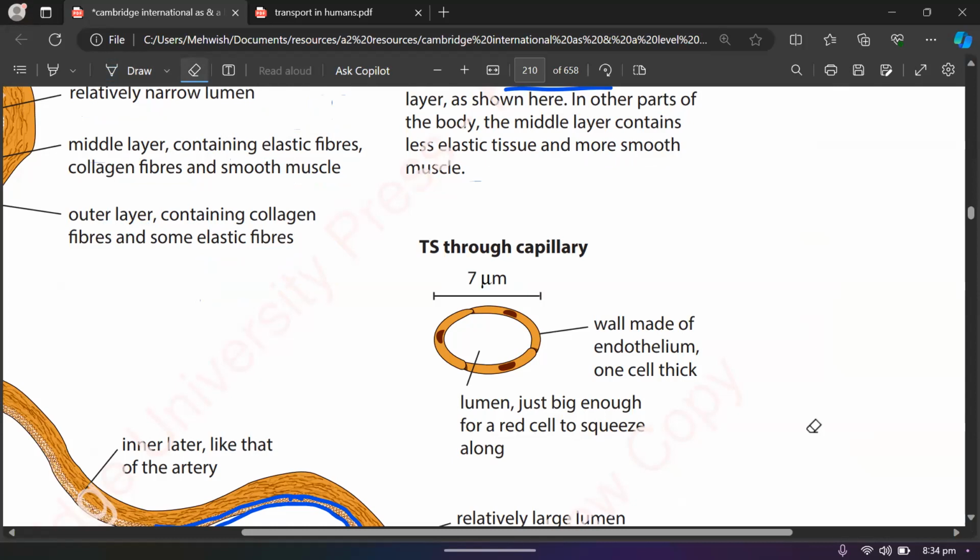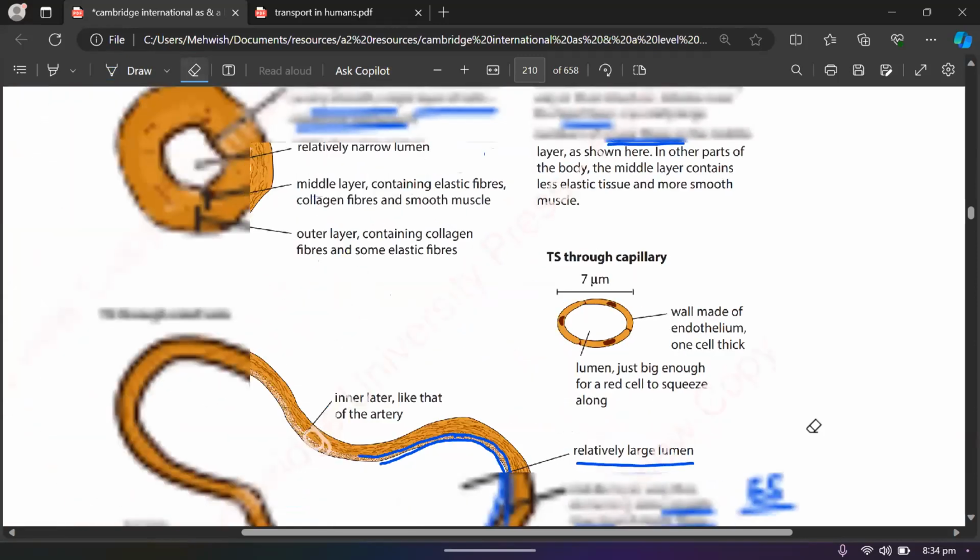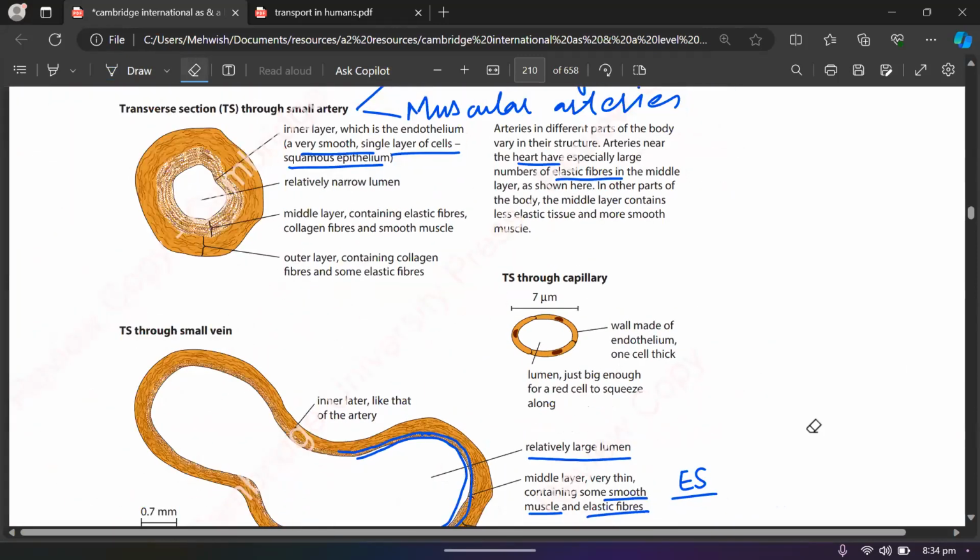Capillaries are made up of only epithelium cells, or a single-layered lining. Their lumen is just big enough for one red blood cell to pass through. The walls are made up of endothelium, or epithelial lining, that is made by squamous epithelium cells.